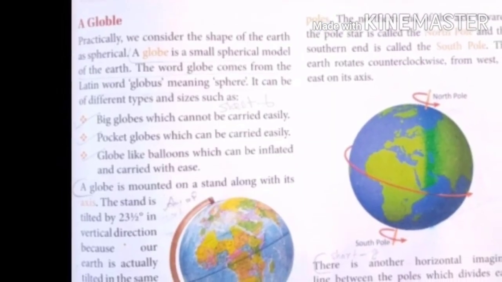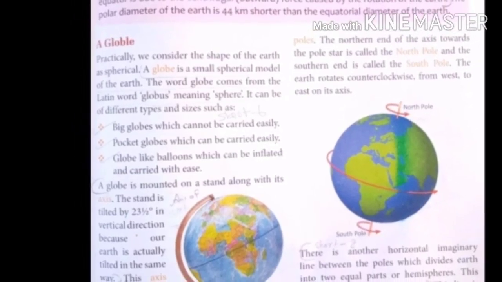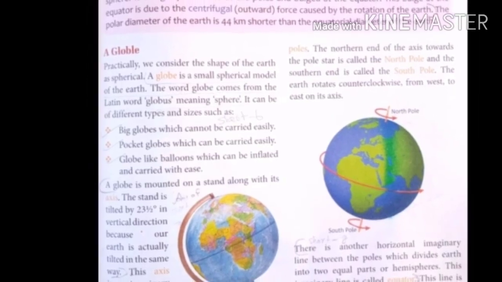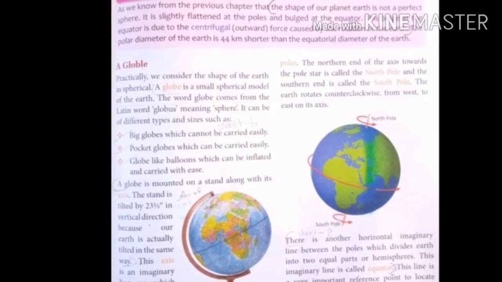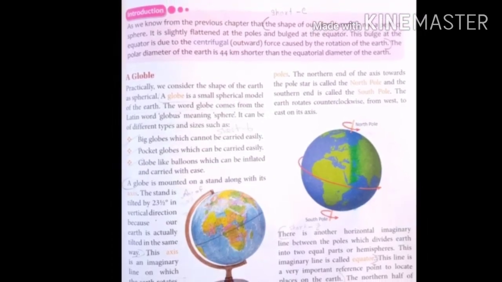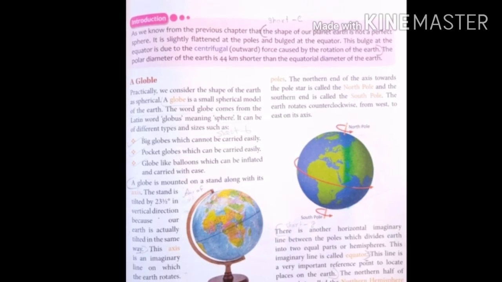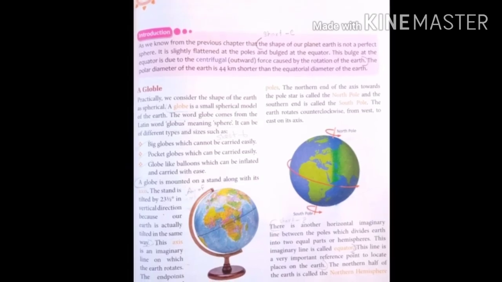So students, let's continue with our first topic. I have given you an introduction of this chapter in our previous class also. As we have discussed in our last class, the shape of our planet Earth is not a perfect sphere. It is slightly flattened at the poles and bulged at the equator. But practically, we consider the shape of the Earth as spherical. Means if we want to study or mention something on the Earth, we completely consider it as a sphere.